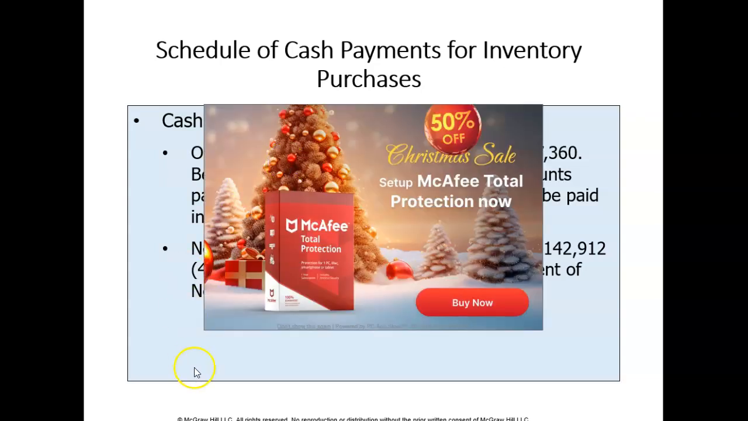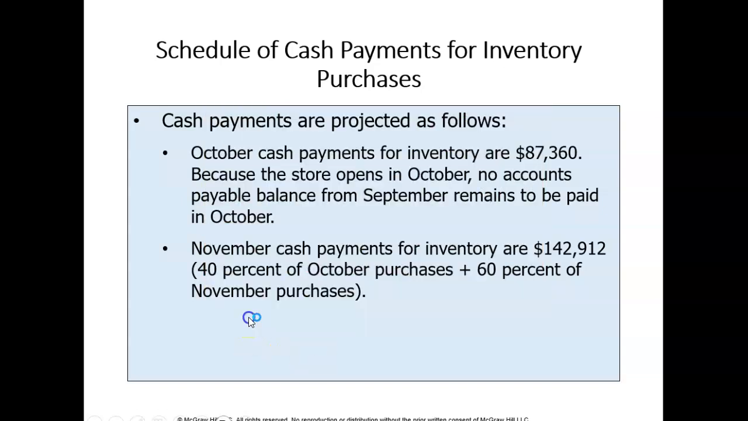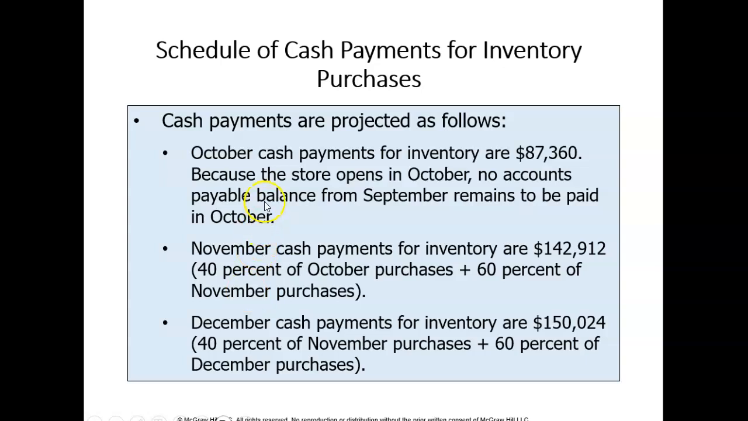So because we just started in the month of October, we do not have any purchases for September, our first month of operation. So 60% of our October purchase was $87,360.